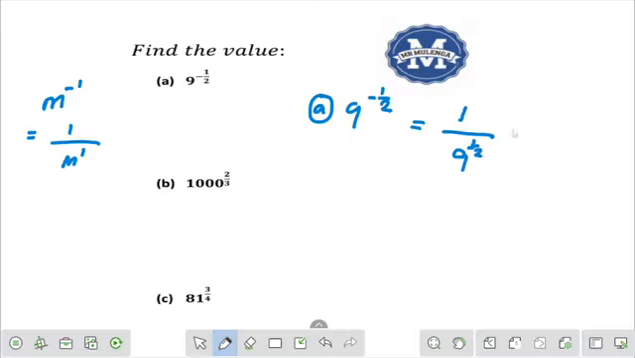From here we write 1 over the square root of 9. Why are we writing the square root of 9? Because a half exponent is the same as a square root. What is the square root of 9? It's 3. So 1 over 3 is our answer. Let us now answer question B.